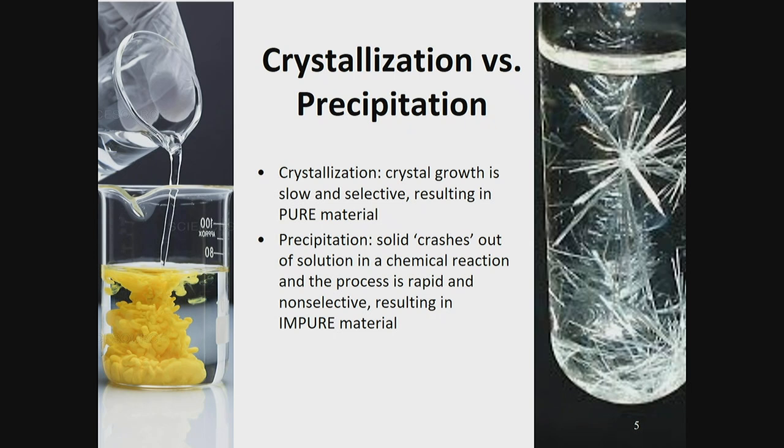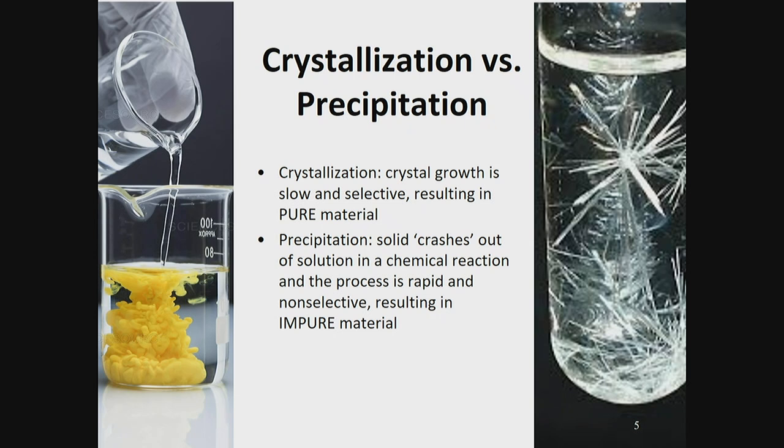Now, precipitation, on the other hand, what we see on the left side, is a solid sort of crashing out of solution. It's usually the result of a chemical reaction, and the process is very rapid and non-selective. So imagine all of these molecules are coming together and they're just crashing out of solution. It results in a very impure material, and typically when you have a crude solid that has come out as a result of precipitation, it also has a very dull look to it. It doesn't look crystalline, it looks chunky and muddy, okay?